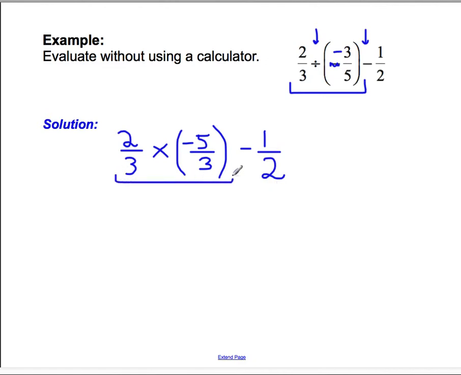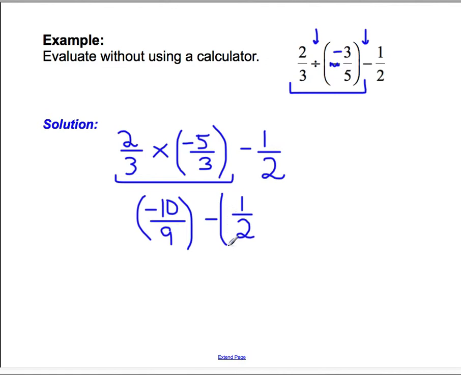So here I'm going to write my tray. So I do my multiplication before my subtraction. I don't have anything I can cross cancel here. So I multiply across. So I get negative 10 over 9. Once again, I can put my negative 10 over 9 in brackets, my apologies.